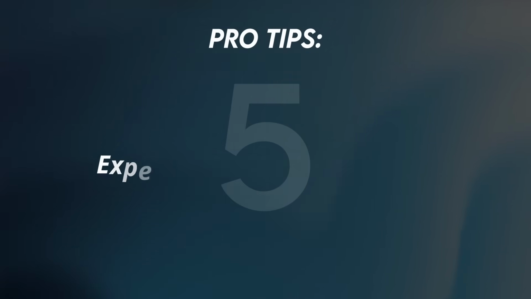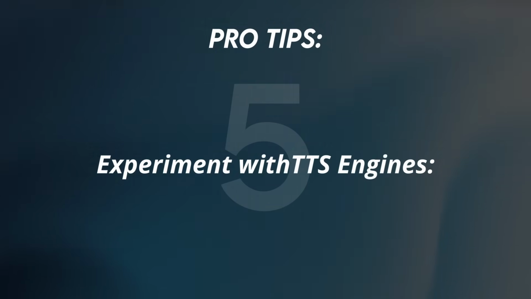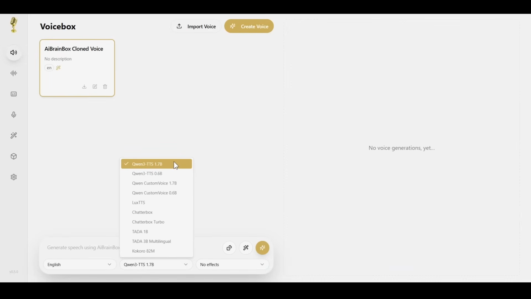Number 5. Experiment with TTS engines. Qwen 3-TTS might nail the tone for narration, but Chatterbox Turbo might sound more expressive for dialogue. Try a few and see what fits your content.